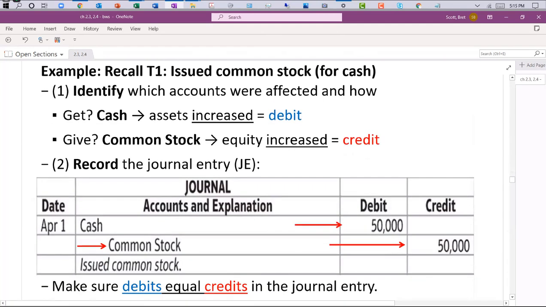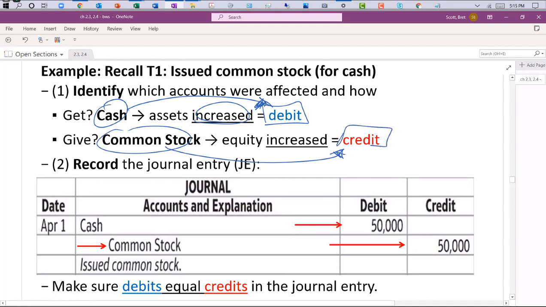First transaction, we got cash, we issued common stock. Cash is an asset. It increased, therefore cash requires a debit. Common stock is an equity account. That equity account increased, therefore common stock requires a credit. Again, these are the rules. You just need to remember them for right now. Eventually, they'll become second nature.